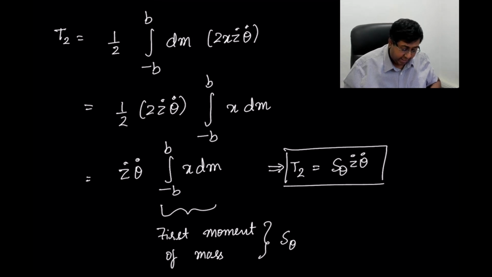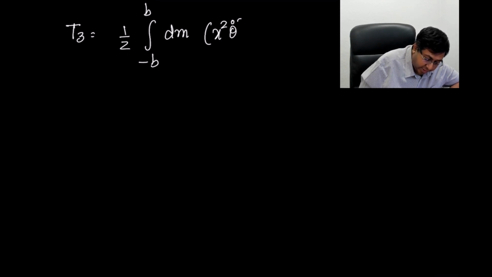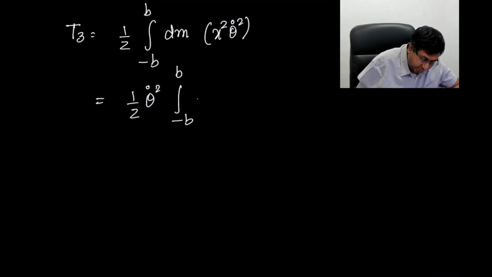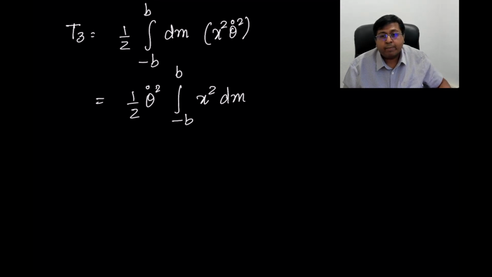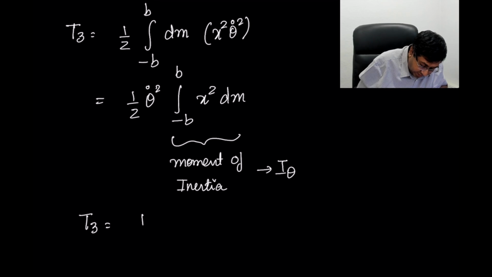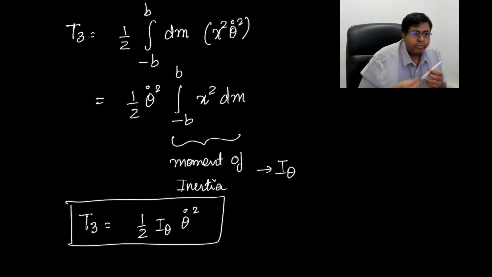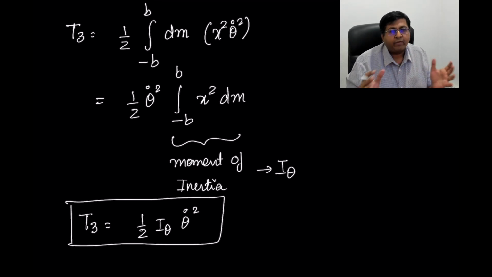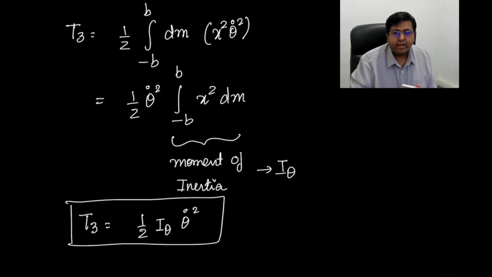Now going ahead, let's look at the term T3, which is half minus b to plus b of dm into x square theta dot square. This is nothing but half, and again I can take theta dot square outside the integral of minus b to plus b of x square dm. If you remember from your earlier classes, this is nothing but the moment of inertia. I will call this I theta, or in other words, I can write T3 as half I theta into theta dot square. What I have done here is just some simple mathematical manipulation to group our terms in such a way that I can conveniently write our kinetic energy.